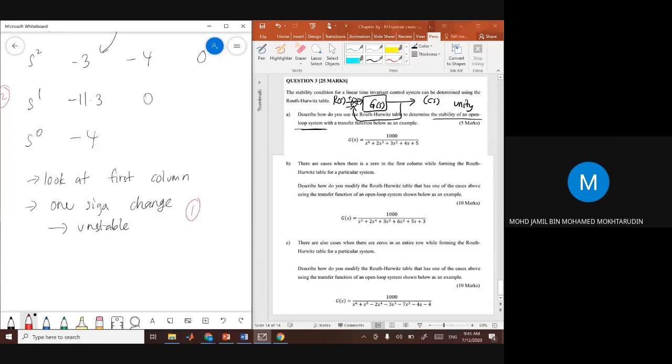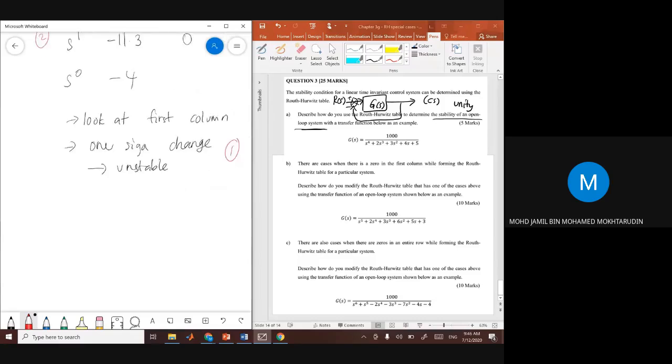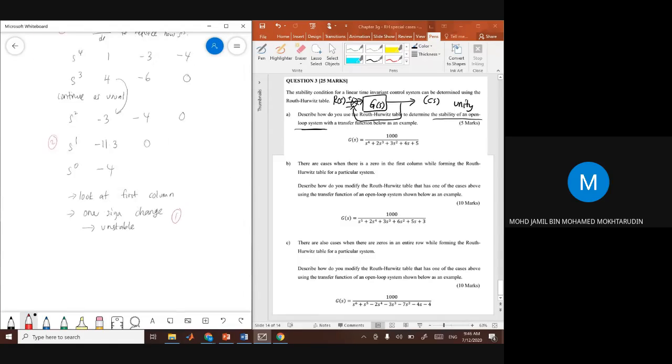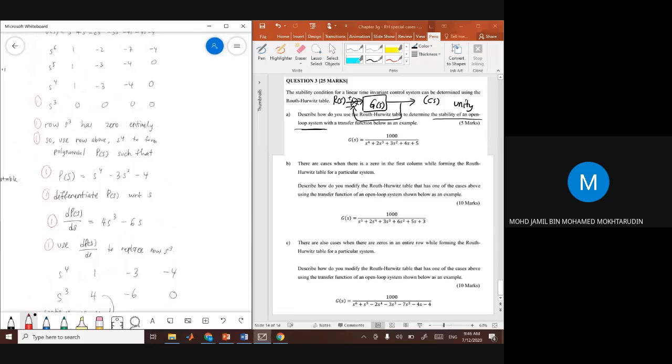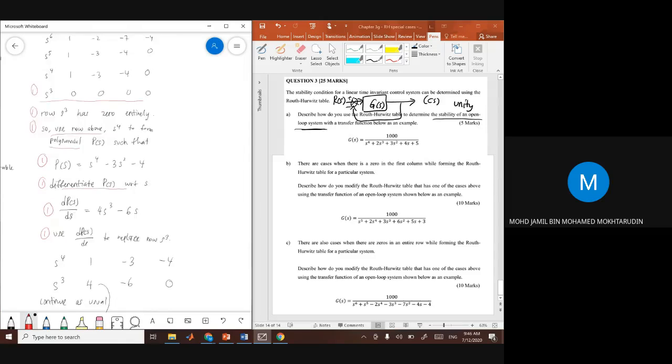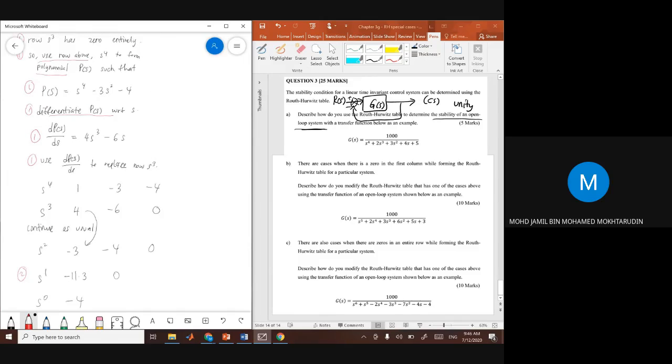Okay, so untuk question 3, yang penting ialah kena beritahu ada zero in entire row, and then use the row above to form a polynomial, then differentiate the polynomial, and then replace the new polynomial into S3 for the row with all zeros, and then continue as usual.